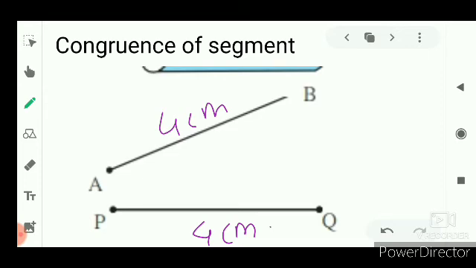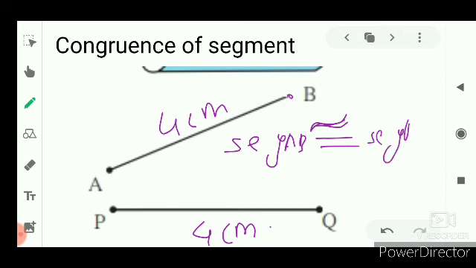Okay, we can also check them by using the divider. We can check their distance by the divider also, by taking two fixed points on this segment AB, and then we don't change the distance and put that divider on segment PQ. If both the lengths are equal, then we say that the segments AB and PQ are congruent, and we generally denote the congruence by this symbol, this equal to sign with a tilde over it. This is segment AB is congruent to segment PQ.